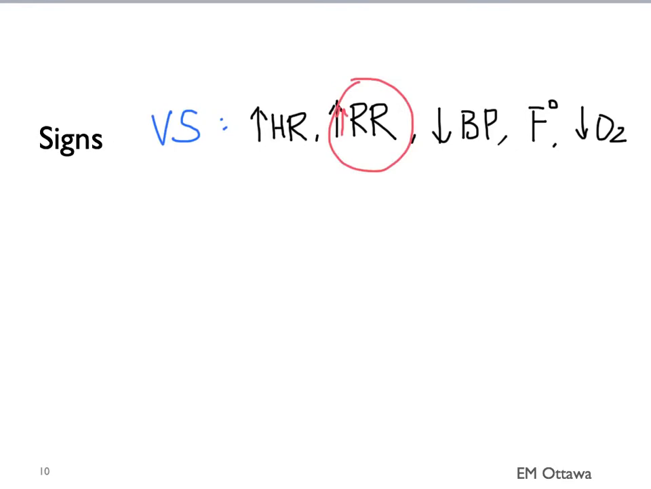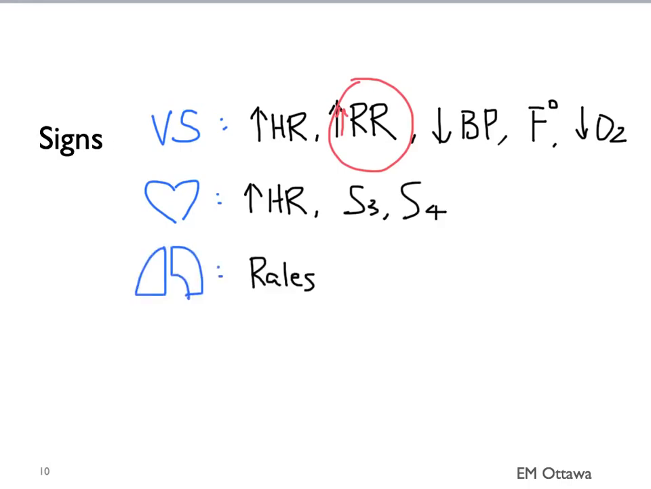On the cardiac exam, you should again see tachycardia. You might appreciate an extra heart sound, such as S3 or S4. You might hear rales on the respiratory exam. You might see signs compatible with the DVT in the lower limb, such as swelling, redness, and warmth.